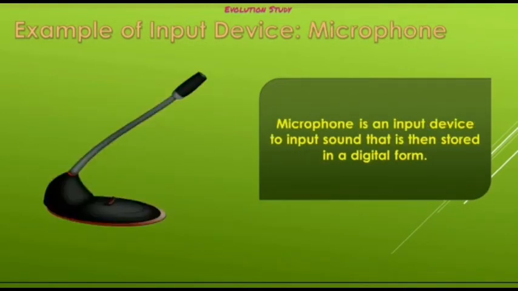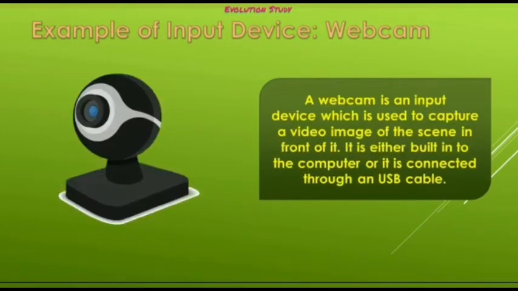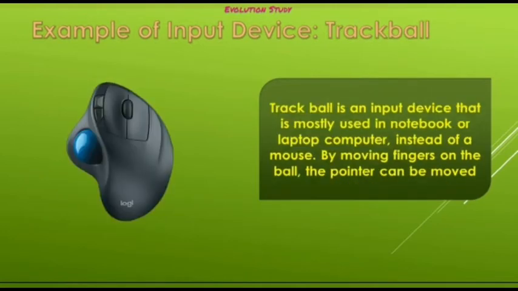Now what is a microphone? Microphone is an input device to input the sound that is then stored in a digital form. Webcam is an input device which is used to capture a video image of the scene in front of it. It is either built into the computer or it is connected through an USB cable. What is a trackball? A trackball is an input device that is mostly used in the notebook or laptop computer instead of a mouse. By moving the fingers on the ball, the pointer can be moved.